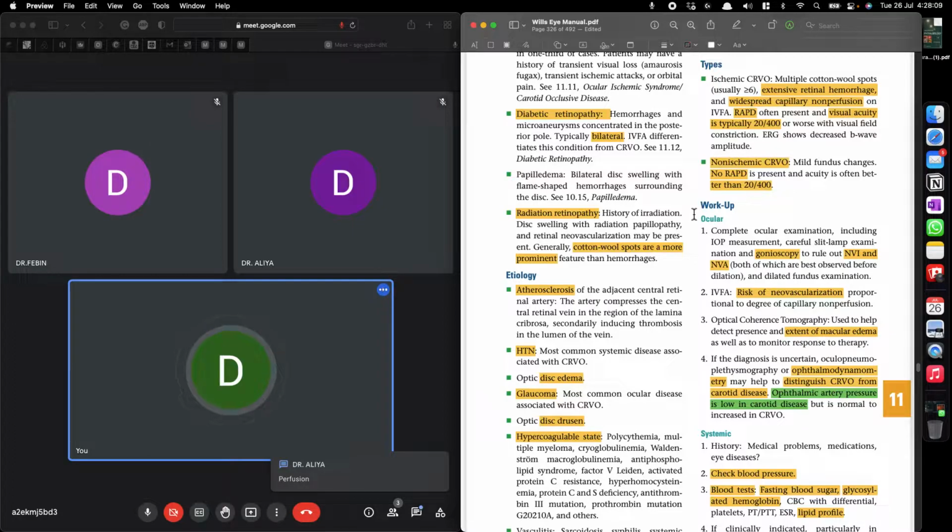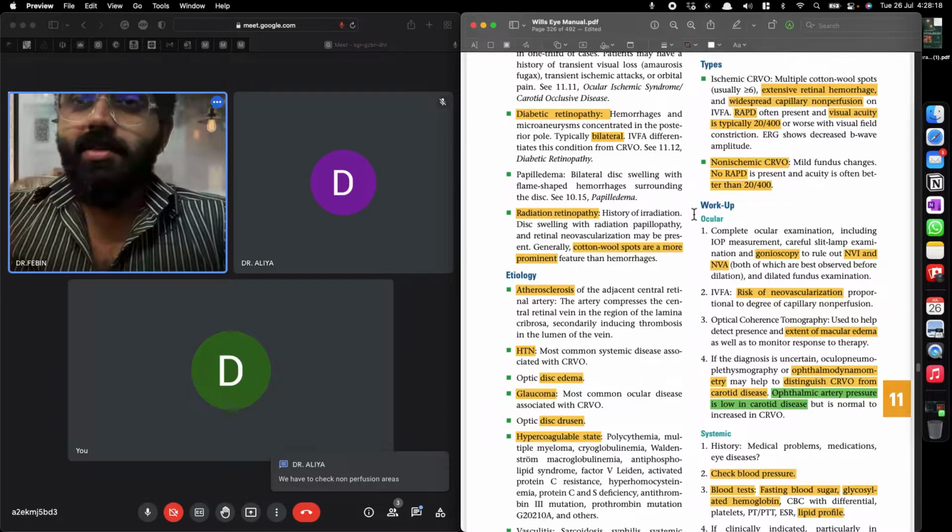What do you mean by perfusion? Okay, so you want to check the extent of capillary non-perfusion. Okay. Yeah, sorry, a call came in between, that's it.